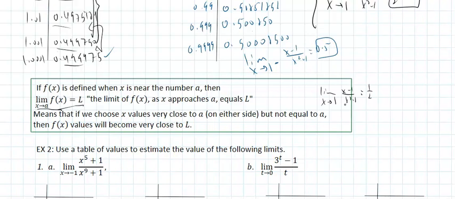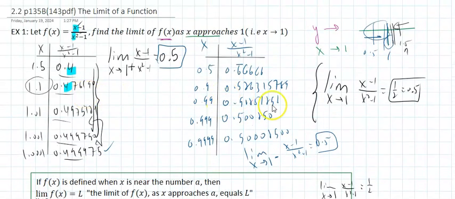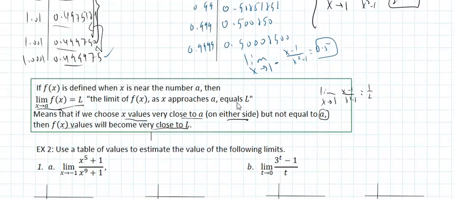We say the limit as x approaches a equals L. It means if we choose x values very close to a, in the previous problem that was 1, on either side from the left and the right, but we never use 1, then the y values will become very close to 1/2, and that's exactly what happened on the previous left and right. And that's the idea of a limit, which is a very challenging idea in calculus.